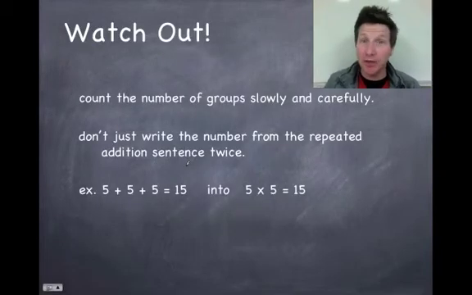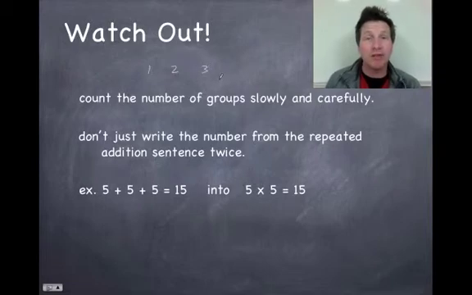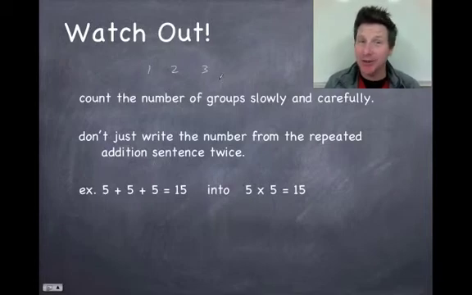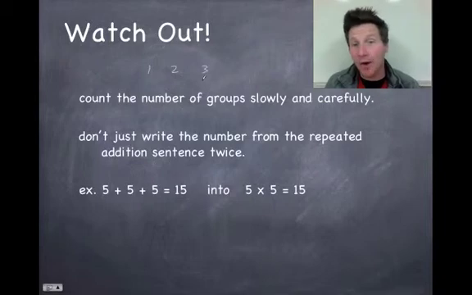Here's some things you do need to watch out for though. You need to make sure you count the number of groups slowly and carefully. It's very easy to mess up on those little things. So if you use my strategy of putting a 1 and a 2 and a 3 above the groups, there's no way you can mess it up unless you don't know how to count using ordinal numbers. And if you're in 3rd grade, you probably know how to do that. So number them. Make sure that you don't skip one or you count one twice.